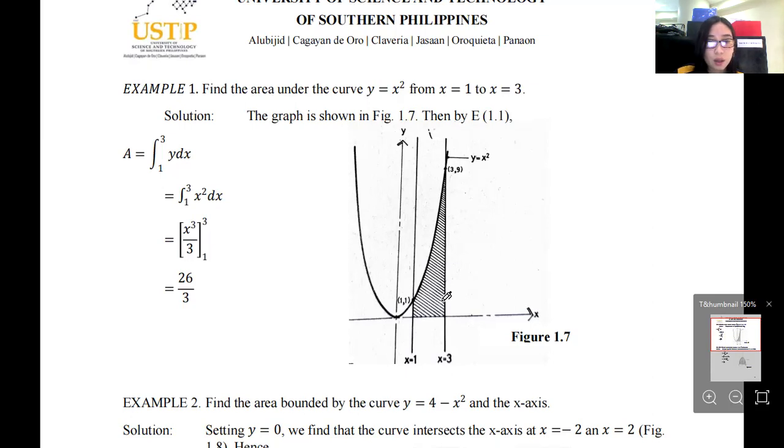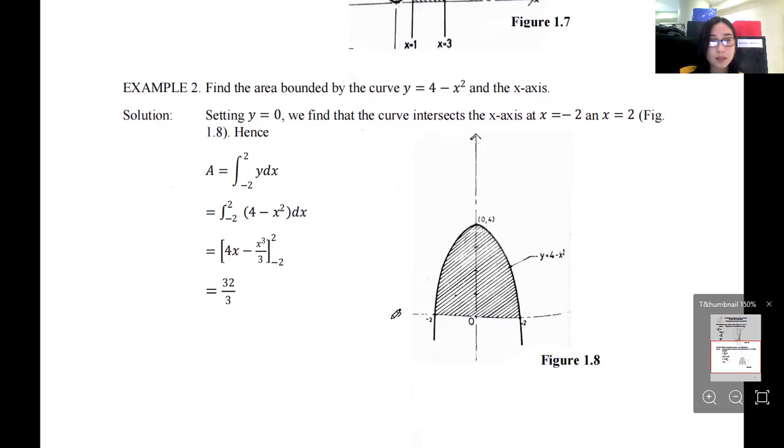So, we solve the problem by using equation 1.1, no? Area is equal to the integral of f of x dx, which is x squared, integral from 1 to 3. Okay, so the limit is 1 to 3. So solving that integral using the integral property, we have x cubed over 3 from 1 to 3. So i-substitute na nato ang values ni 1 and 3. So we have 26 over 3. Okay? So, syempre, balikan lang nato ang mga properties ni integral.